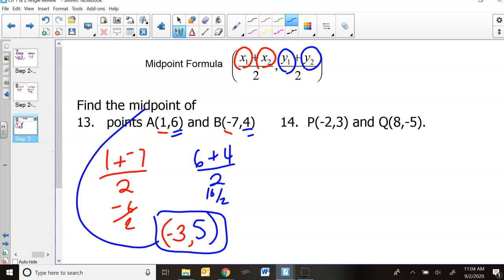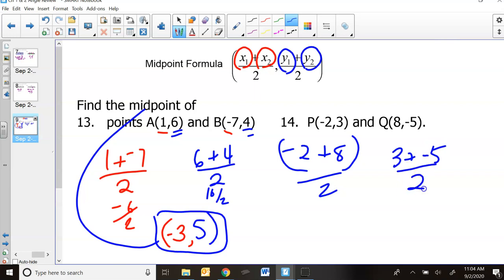of A and B. Okay, now you go ahead and choose what is the correct setup for number 14. Okay, hopefully you selected negative 2 plus 8, all of that divided by 2, and then 3 plus negative 5, all of that divided by 2. Okay, so we get 6 divided by 2 and negative 2 divided by 2. So there's my midpoint. All right.